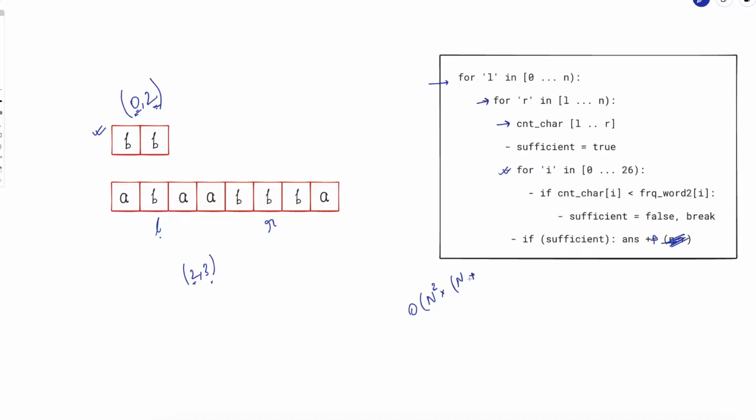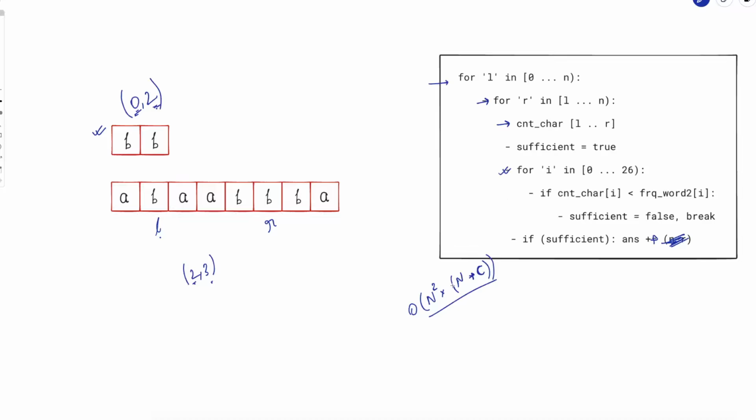And what else? You are also then iterating over every possible character to figure out whether the count of those characters are sufficient or not. So that's denoted by C, where C is the number of unique characters that you can have. So you are iterating over all those as well. So this is your overall time complexity of the naive algorithm.